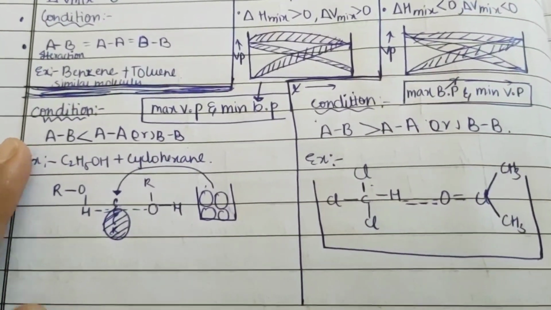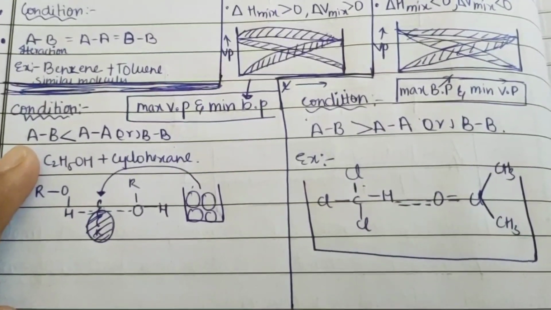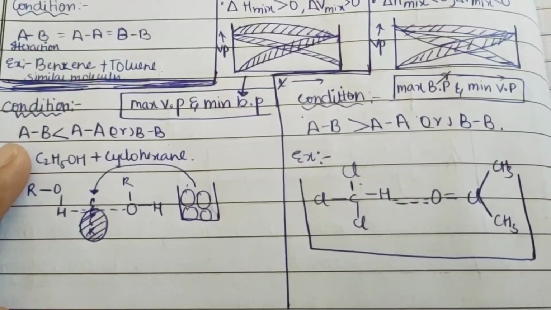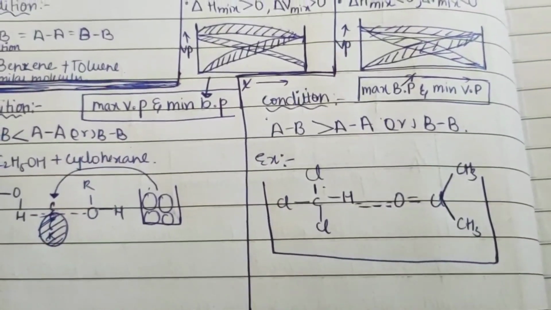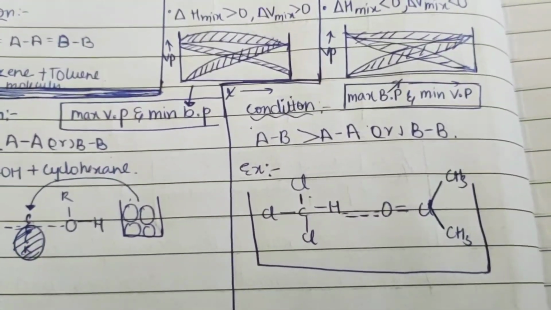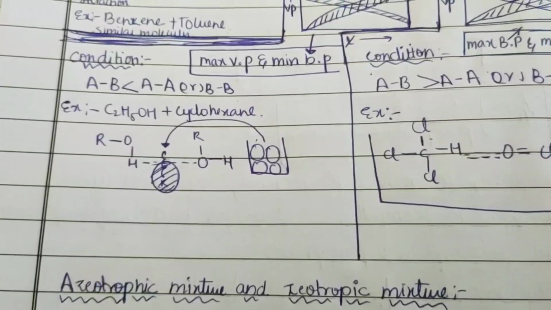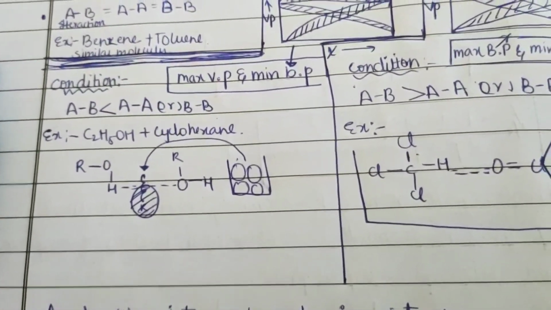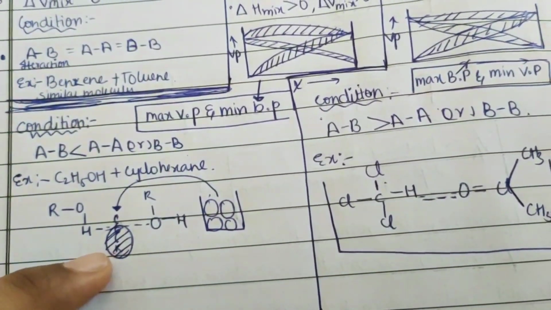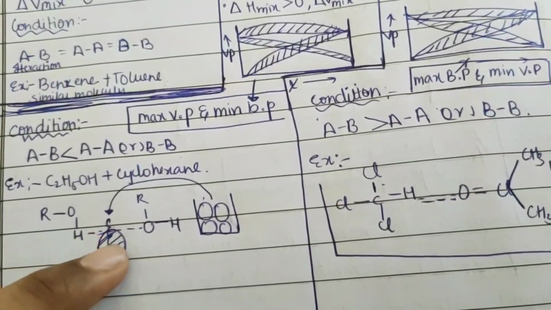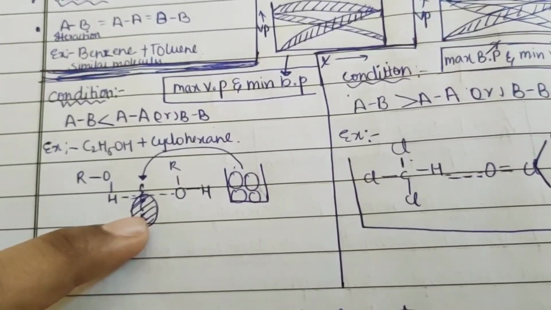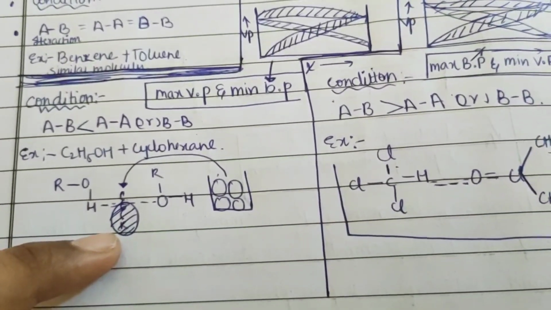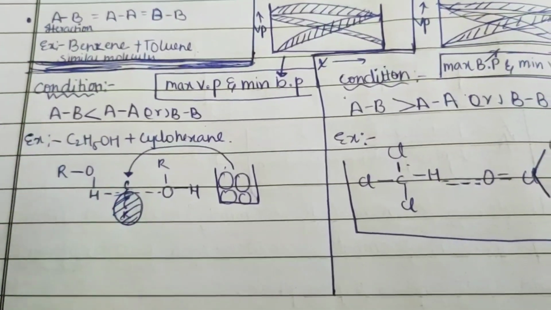Now let us see the conditions of both of these. First condition: the bond between A and B is less than AA or BB. Here the bond between AB is greater than AA or BB. Example is C2H5OH, that is alcohol, plus cyclohexane. Here cyclohexane is added to the alcohol, where it breaks the hydrogen bond between them, so that it becomes easy to evaporate.